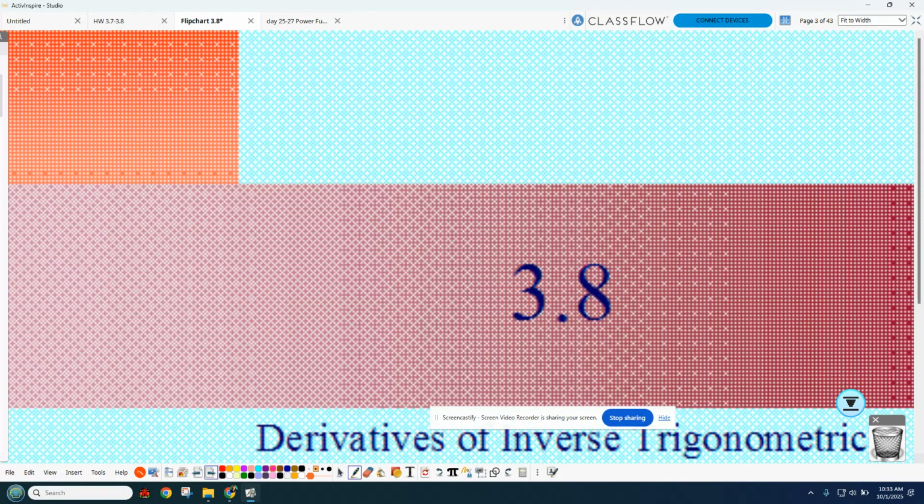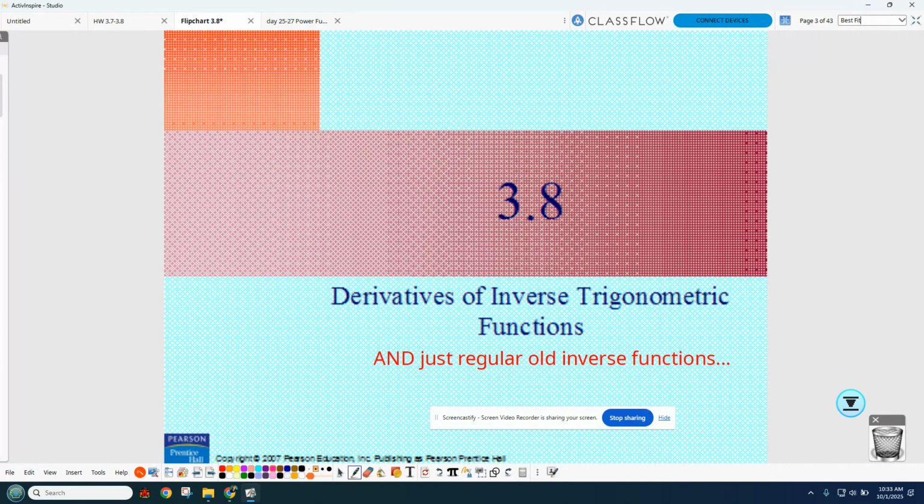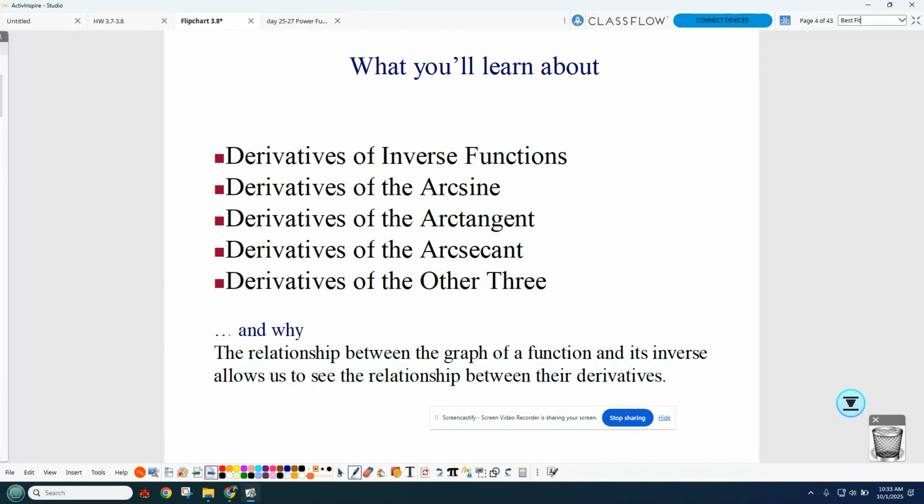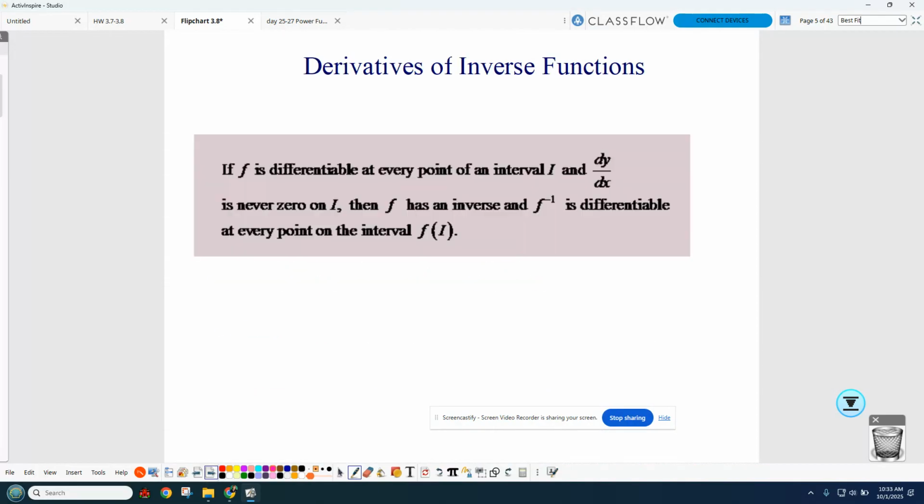All right, so I'm gonna prove these guys to you. You don't need to be able to do the proof. But I want you to know why it works. And first off, let's look at this. Okay, I have a function that's differentiable over an interval. The derivative is never 0. Then the inverse is also differentiable over that whole thing.